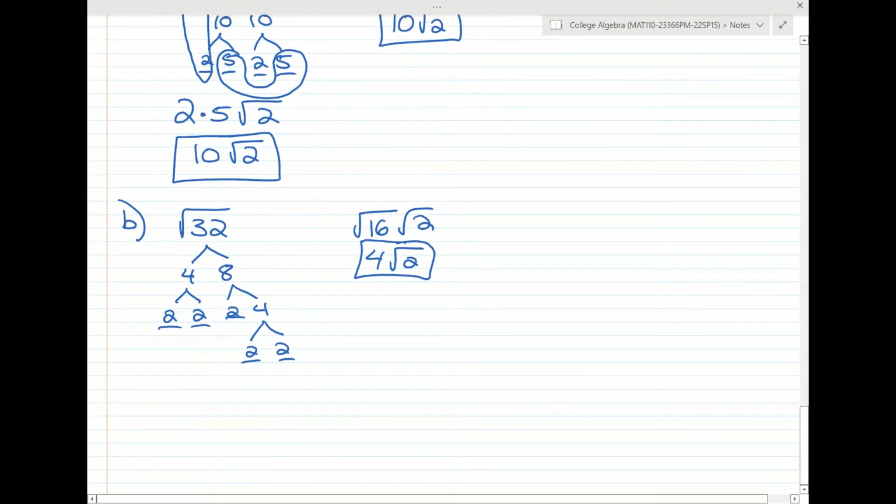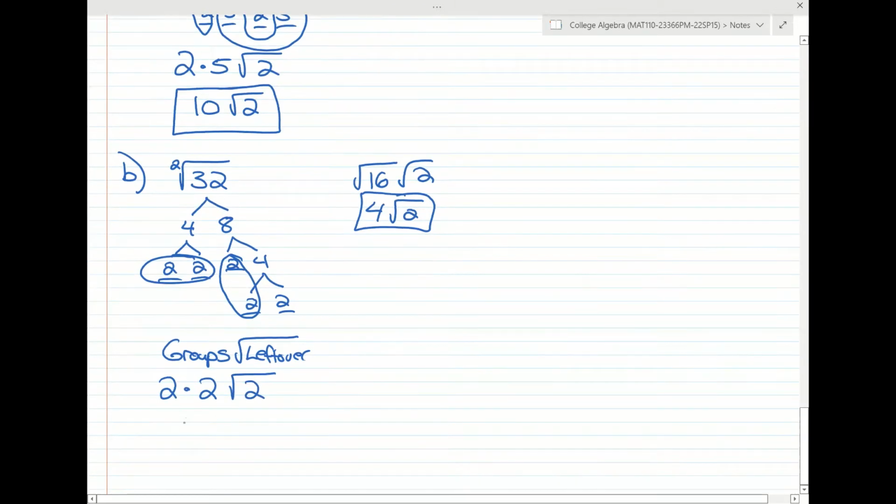And we're looking for groups of 2 here. Here's a group. Here's a group. And there's one left over. And when we go to write this, remember our groups go on the outside, and what's left over goes on the inside. So we have a group of 2, we have another group of 2, and then we have a 2 left over. That gives us exactly the same answer.